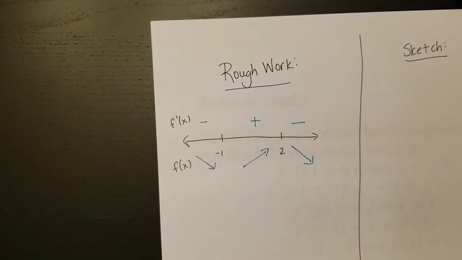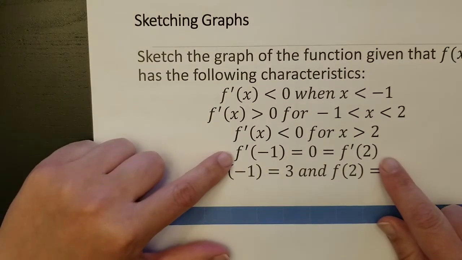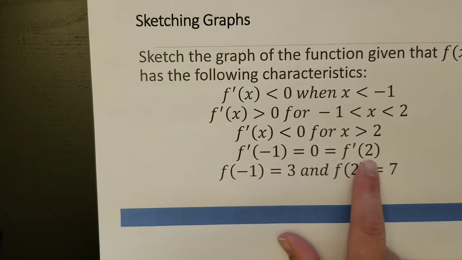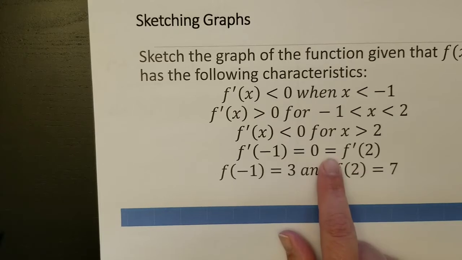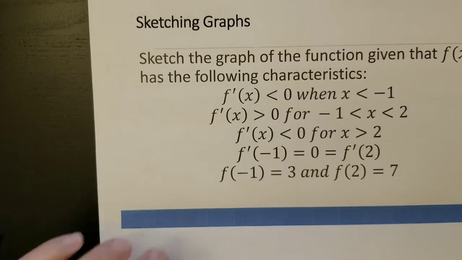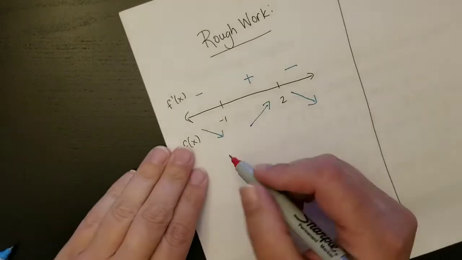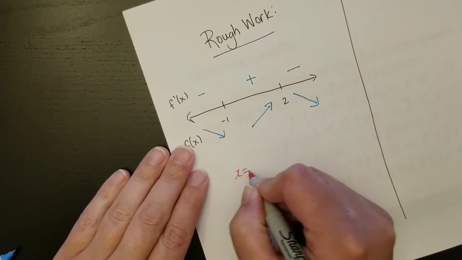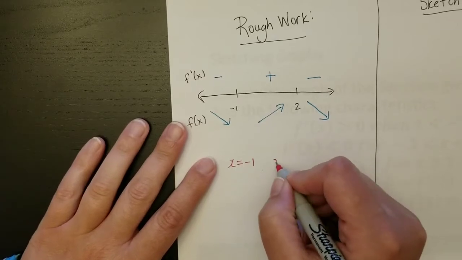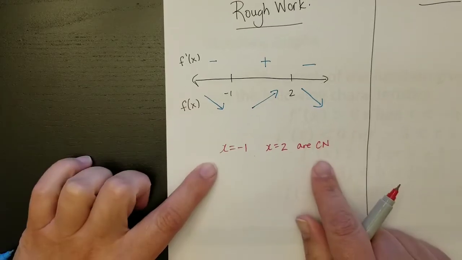The next piece of information here, if we look at this line, f prime at -1 equals 0, f prime at 2 equals 0. So this means x equals -1 and x equals 2 are critical numbers on my function. So remember, wherever you have the derivative equaling 0 or does not exist, those are critical numbers.